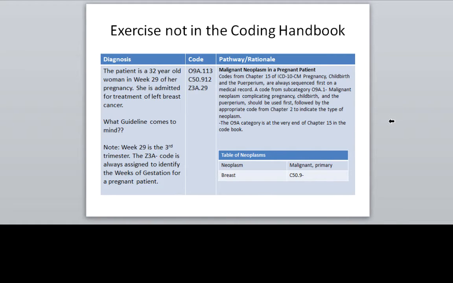And then we're going to identify the cancer. That's our C50.912. And then, of course, our Z code indicating our weeks of gestation. In the table of neoplasms, if you look up breast, you get C50.9-, meaning additional characters are needed. We're going to assign those characters with her left breast being those extra characters.